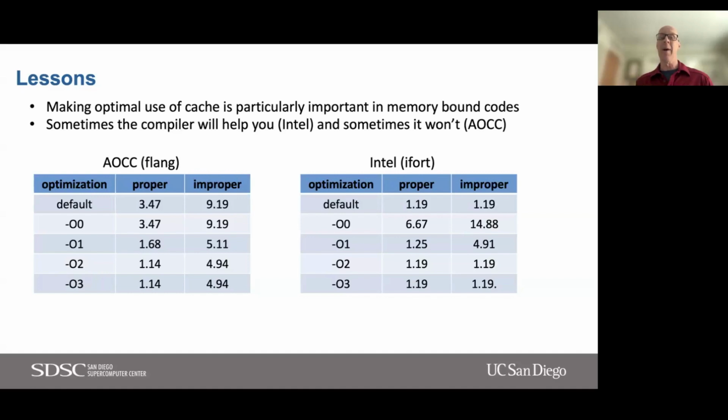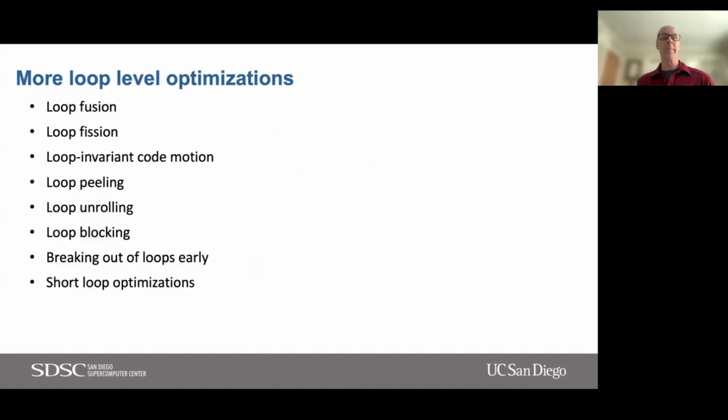In this case, the Intel compiler did, and sometimes it won't. So I would say to make sure that you get good performance with every compiler, with every hardware, make sure that you write efficient code to begin with. Don't count on the compiler helping you out.